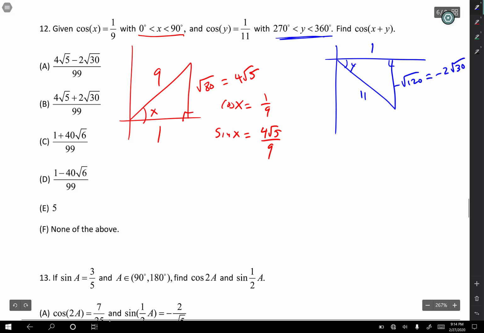So there it is. From that, cosine y was already given. Cosine y was 1 over 11. But sine y is going to be negative 2 square root of 30 over 11.